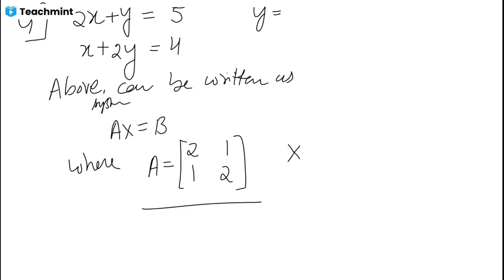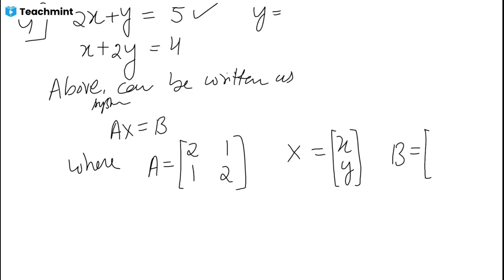To solve any system of equations, first of all, you need to form the determinant of this matrix, because if the determinant is non-zero, only then can you find the solution. And capital X has these two variables, x and y, and this B has the right side values. So the solution is X is equal to A inverse into B.